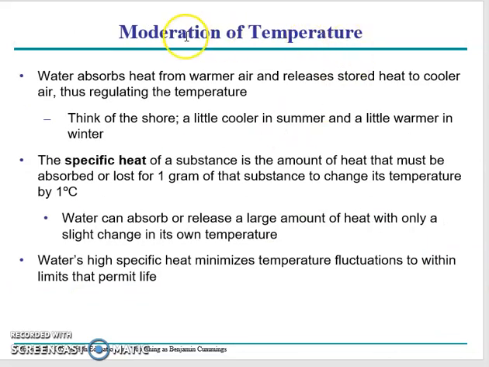Okay, so the moderation of temperature is important. Water absorbs heat from warmer air and releases stored heat to cooler air, regulating the temperature. This is, I think, probably most evident down the shore if we're talking about the grand scale of things, right? We could also talk about it on the small scale too, but if you think of the shore, it's a little cooler in the summer.